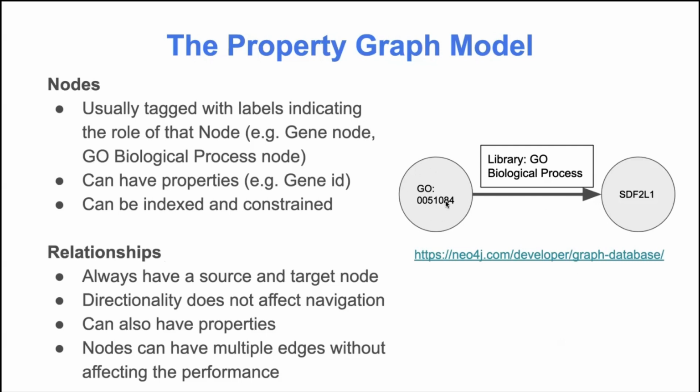And also, G000511084 can be said as the gene ID. And it also has an actual label, like the name of that node. For example, this GO 005, I think this is the de novo one. So that's the label. And then SDF2L1 is maybe the gene label.